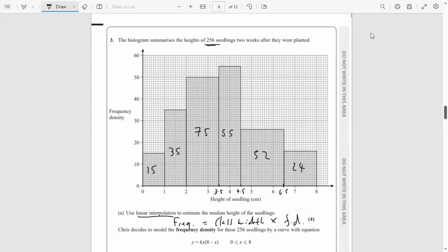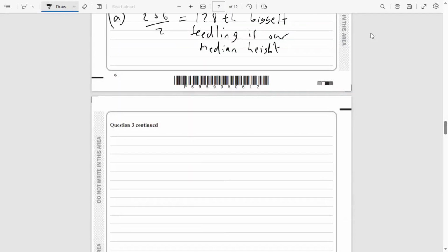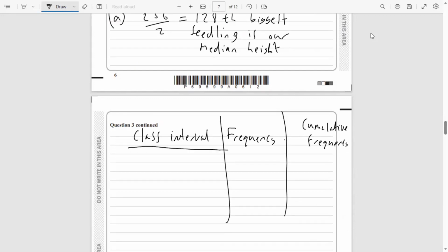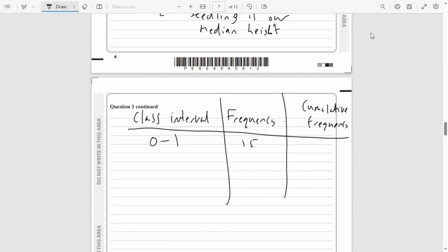So I think the best way to show our workings with this one is to do a cumulative frequency table. So I'm just going to do a little table down here. I'll put a title here of class interval, a title here of frequency in this column, and another one here of cumulative frequency. Okay, so the first class interval we had was from 0 to 1. And the frequency that we had was 15. So we'll just put 15 there. So our cumulative frequency is also 15.